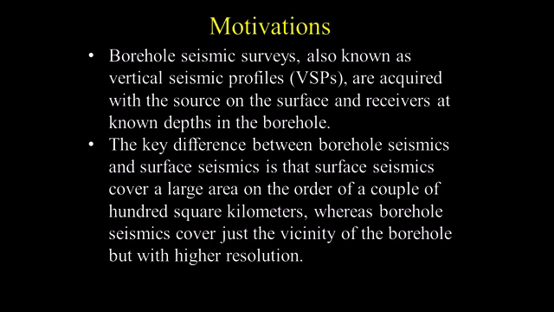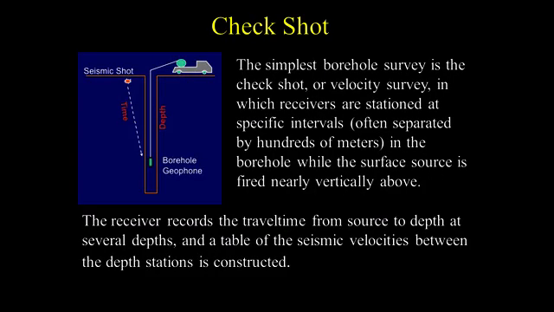We now describe the typical borehole seismic acquisition geometries and corresponding data. The simplest borehole survey is the Checkshot, or velocity survey, in which receivers are stationed at specific intervals, often separated by hundreds of meters, in the borehole, while the surface source is fired nearly vertically above. The receiver records the travel time from source to depth at several depths, and a table of the seismic velocities between the depth stations is constructed.